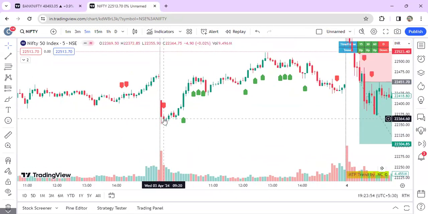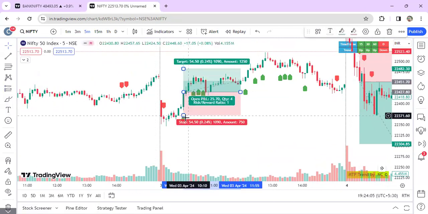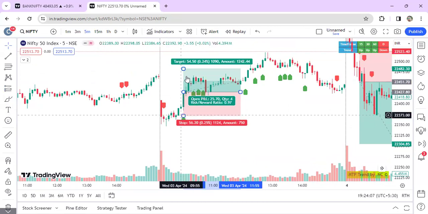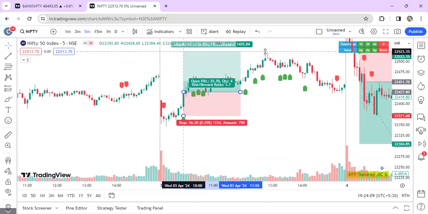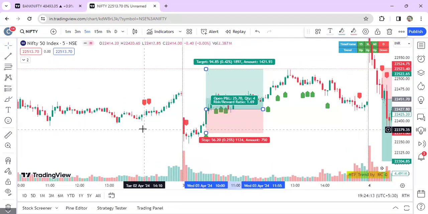Here as well in Bank Nifty, same as Nifty. In Bank Nifty also we got our SL hit and a sell signal generated. Then we enter into this particular long trade and we make very good profit. Here the SL should be over here. And here we get almost 1:1.5 profit.